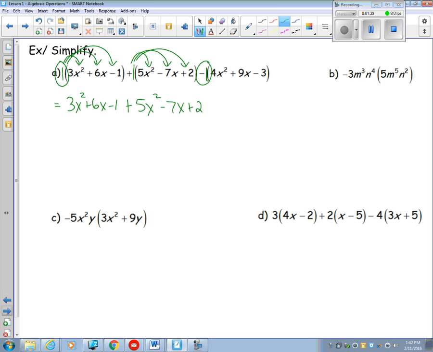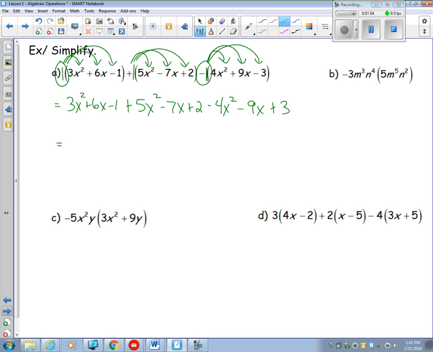But when I multiply by a negative 1, it does have a pretty big effect. What it does is it's going to change my signs. A negative 1 times 4 would be negative 4x squared. Negative 1 times 9 would be negative 9x. And negative times a negative makes a positive 3.